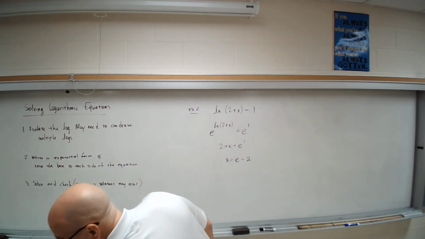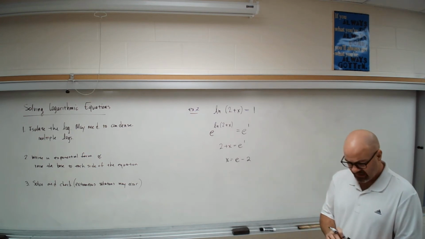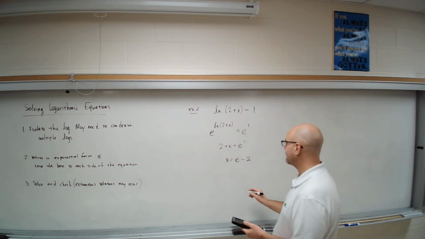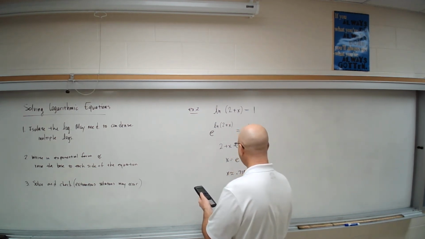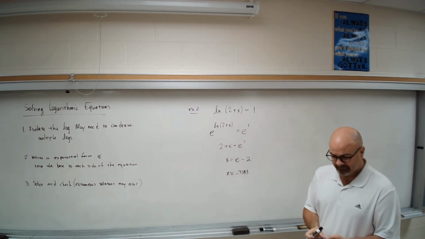But we were asked to round to 3 or 4 decimal places. So I'm going to do e minus 2. And that gives us that x is approximately 0.7183.